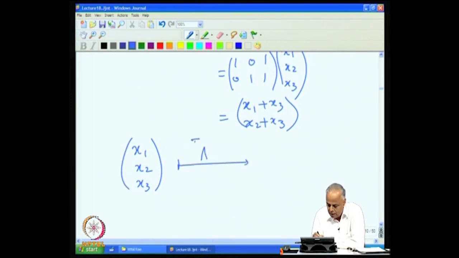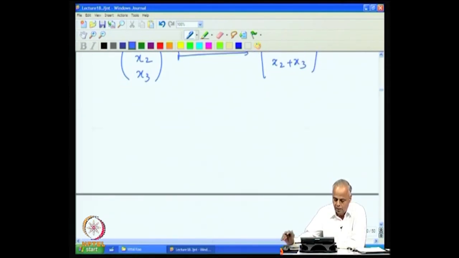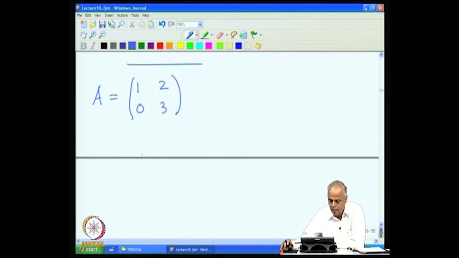This is the matrix, the transformation T_A, which takes it to x1 plus x3, x2 plus x3. Similarly, consider A now to be [1 2; 0 3]. Then this is a 2 by 2 matrix. So, it will generate a transformation which will now be a linear operator because m equals n. So, it should be a linear operator from F^2 to F^2.